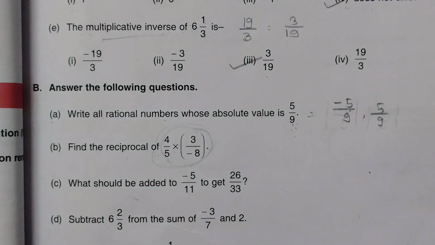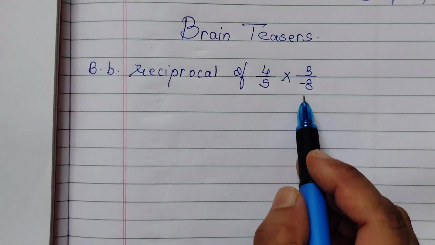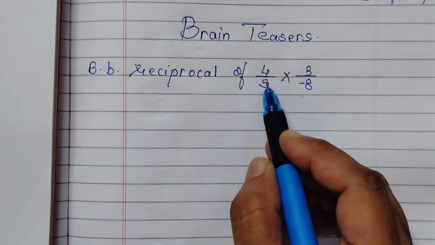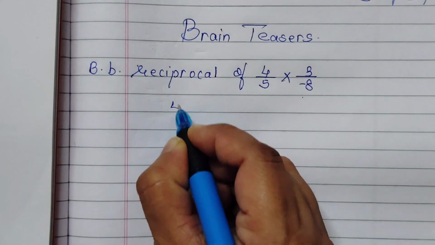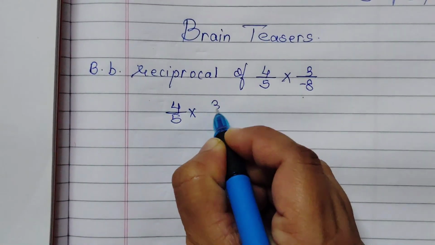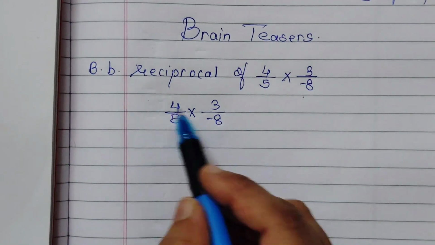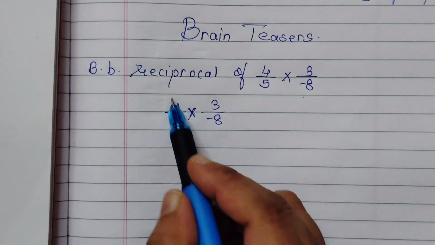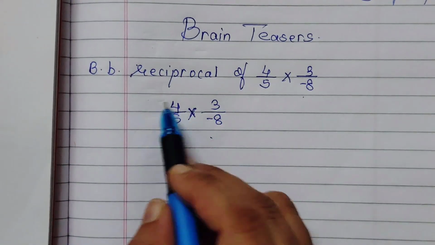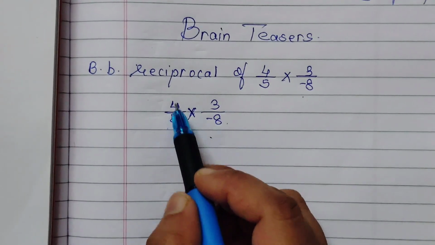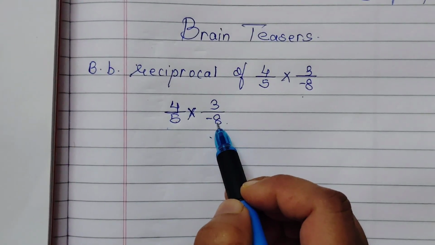Okay. So let's see. So we have written the question. So let's start. So it is 4 upon 5 multiplied by 3 upon minus 8. There is multiplication in between. So we can reduce the numbers and then we multiply. So here 4 upon 5 we cannot reduce, 3 upon 8 we cannot reduce.